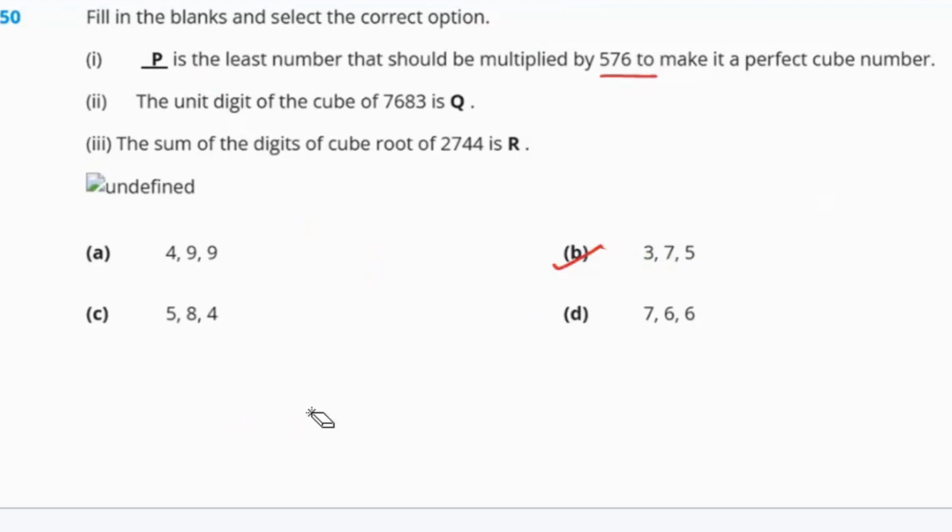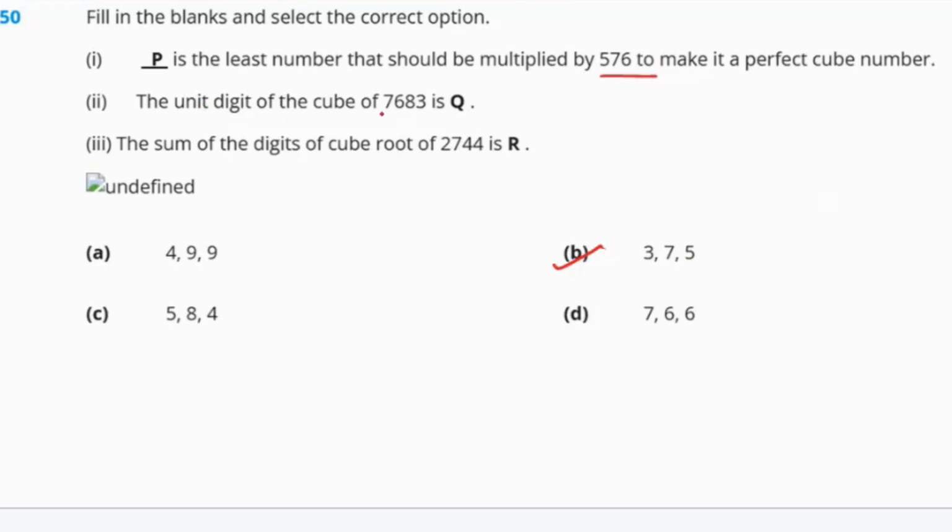Still, we will solve the rest. Okay, so the next one is, the unit digit of the cube root of 7683 is what? Okay, so when we are going to find the cube root of this, we need to find that this is the cube of which number. So for that we will find the cube root of this. Okay, now 3 is here.